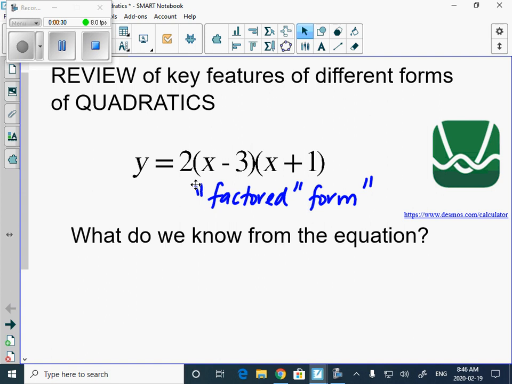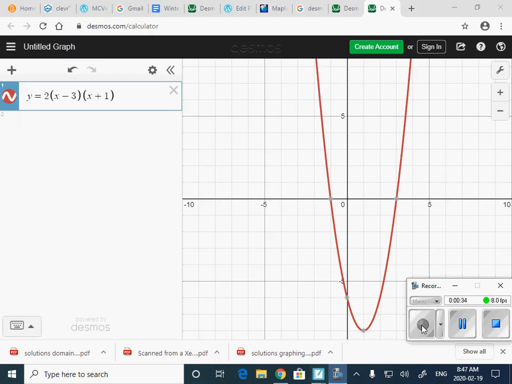Let's have a look at that function for a minute on Desmos. The nice thing about Desmos is that it graphs quickly and it shows us those key features right off. So I can see from my graph that I have these key features. We're going to highlight all of them and make a note of them. So I have x-intercepts of 3 and -1, a y-intercept of -6, and a vertex of (1, -8).